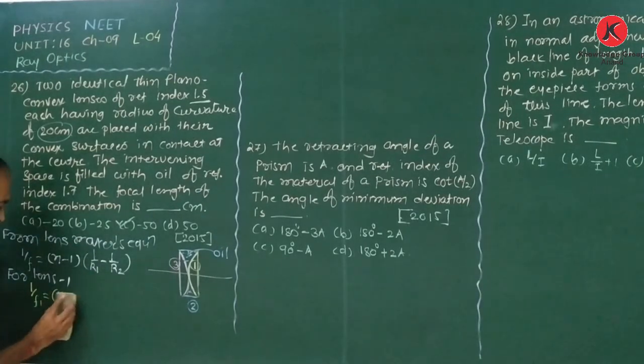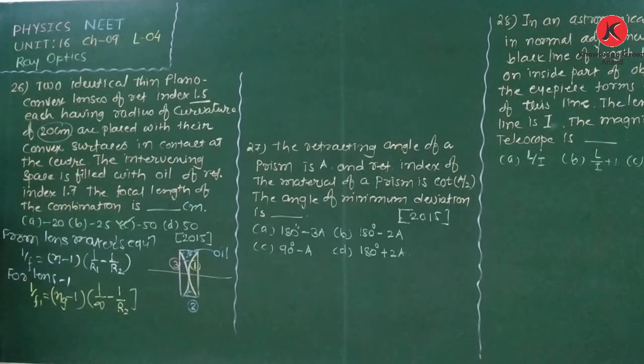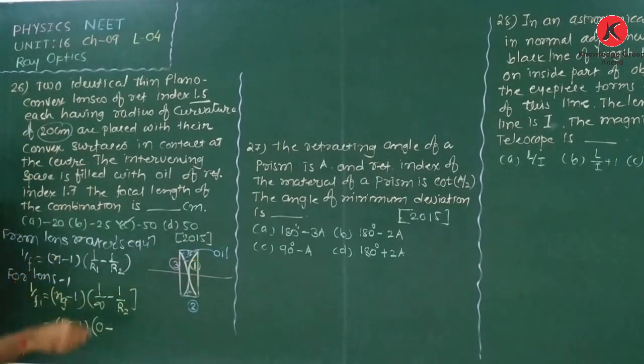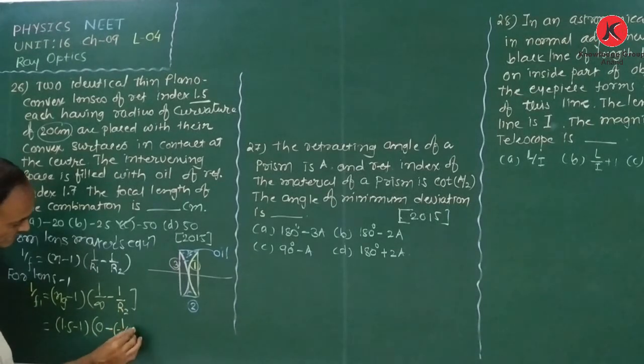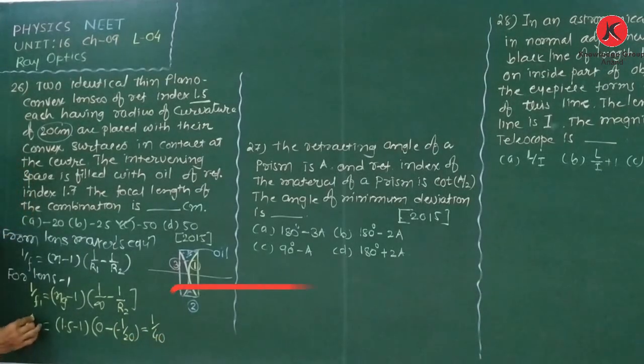So 1/f1 = (ng - 1)(1/infinity - 1/R2). Clear? For that purpose, we put ng = 1.5 minus 1, and 1/infinity is 0. This radius of curvature is negative, therefore it is again minus 1/20. So its simplification is 1/40. That is the 1/f1.